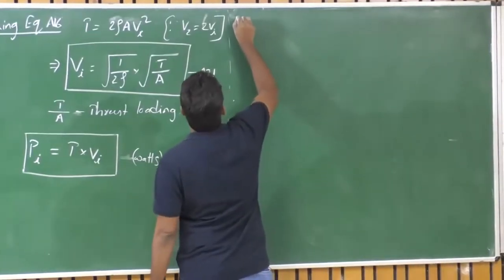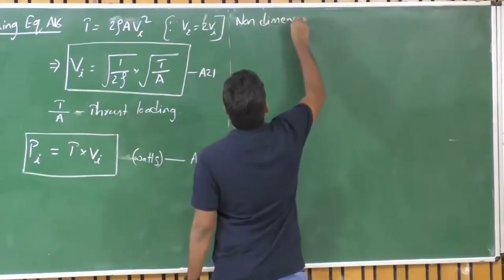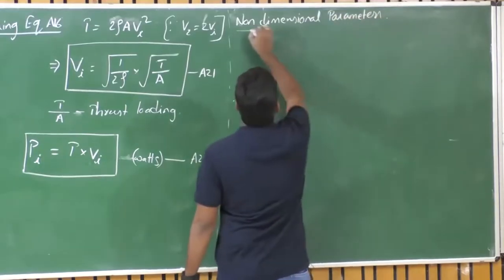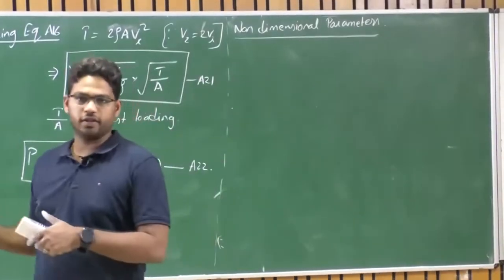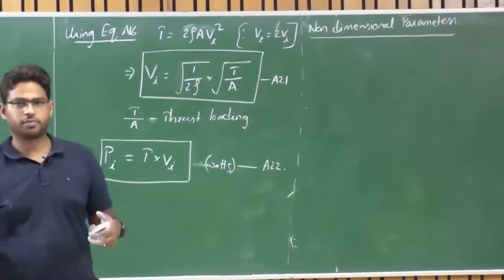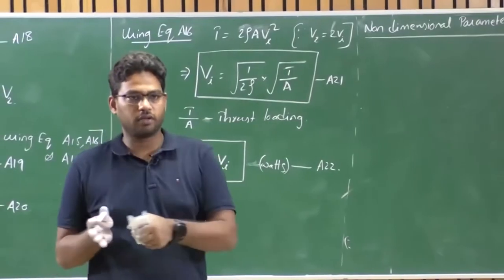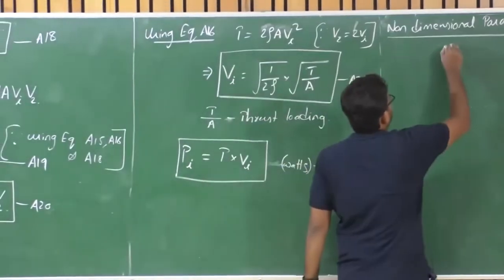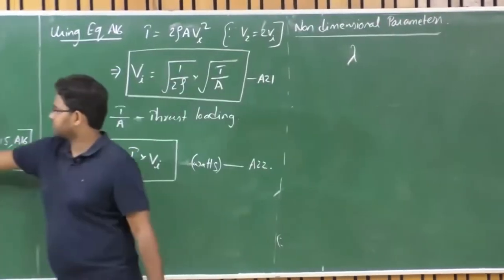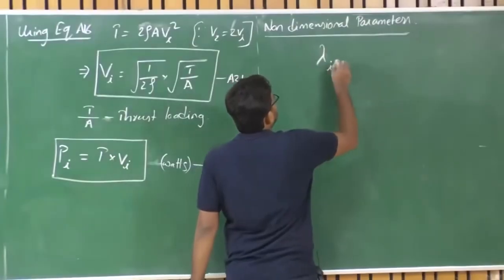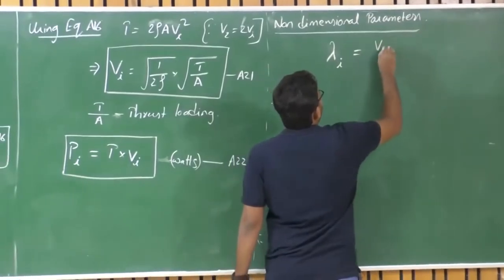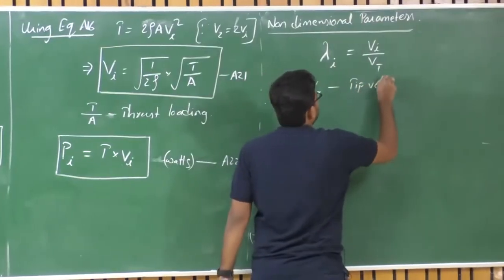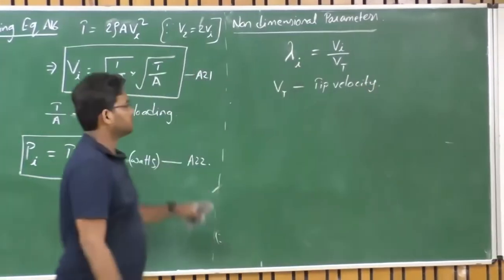Now let's look at some non-dimensional parameters. If I had to compare propellers of different dimensions and different geometric characteristics, to bring them onto a single platform for comparison, I need certain non-dimensional parameters. So one important factor that we look at is the induced velocity. Let's define a non-dimensional induced velocity, lambda i equals Vi upon Vt, where Vt is the tip velocity, the velocity at the tip of this disk.